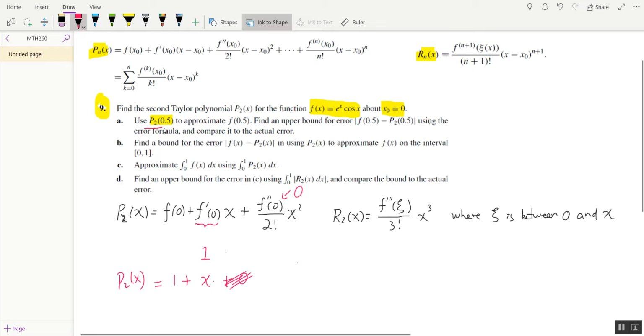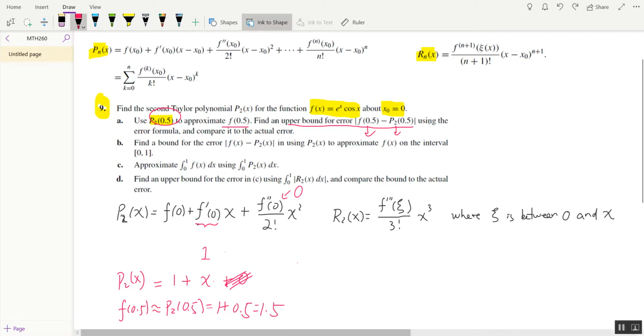Now use P2 of 0.5 to approximate f of 0.5. So f of 0.5 is approximately equal to P2 of 0.5, right? Which is 1 plus 0.5, which is 1.5. And then we find an upper bound for the error, the true value minus this approximation. So when we say find the error bound, that's where this error formula comes in. So I have to find this guy. We need the f third derivative at xi. So let's find the third derivative.